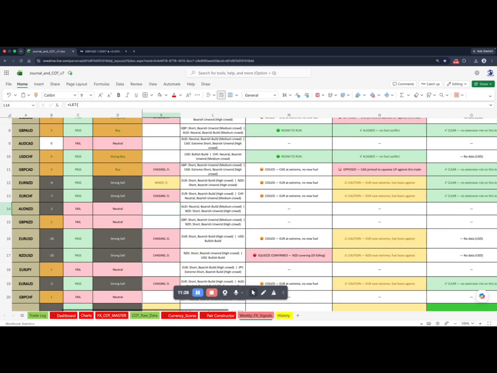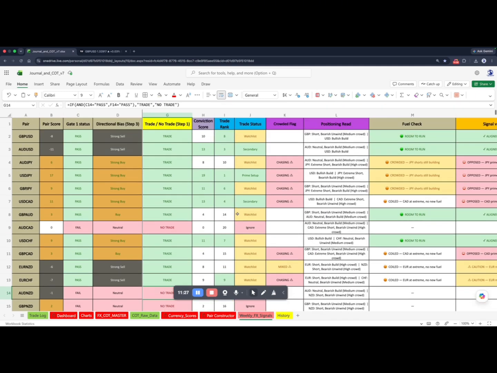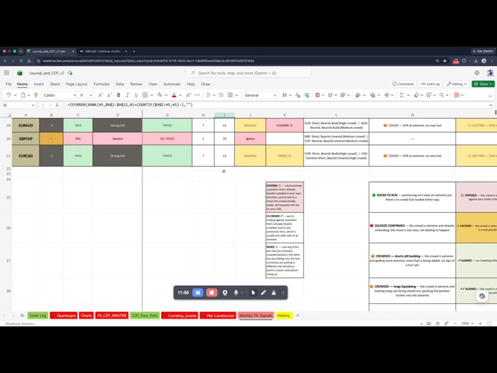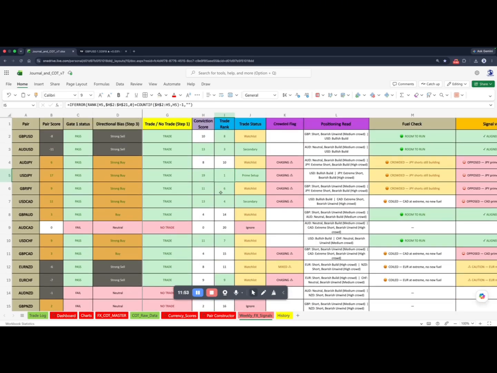I and J. Okay, so now we take a look at these, the blue, which is why I color-coded it blue over there in the legend. Trade rank. Remember, the lower the number, one is the best. Conviction score, the higher number is the best. They do two separate things, but we're just paying attention to trade rank and trade status.